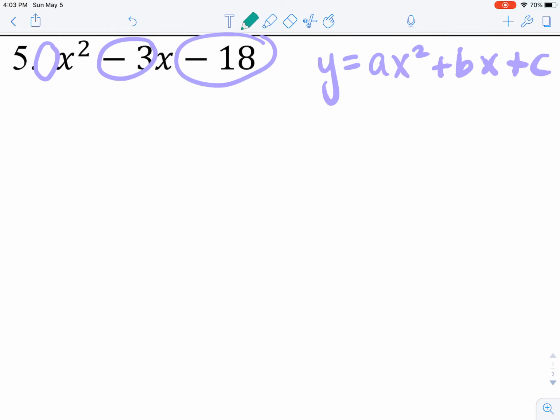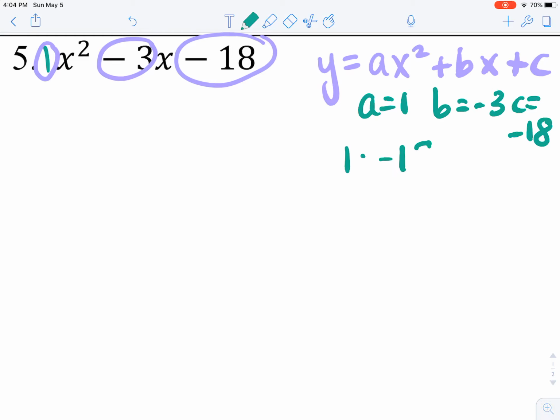So let's take a look. In this case, a equals 1 because there's nothing there. And it means that there's 1x squared. My b equals -3, and my c equals -18. So what I'm going to do is I'm going to multiply a times c, which is 1 times -18. That's a times c. I'll write that out. And that's going to leave me with -18.